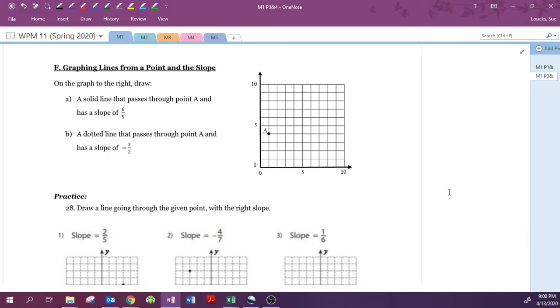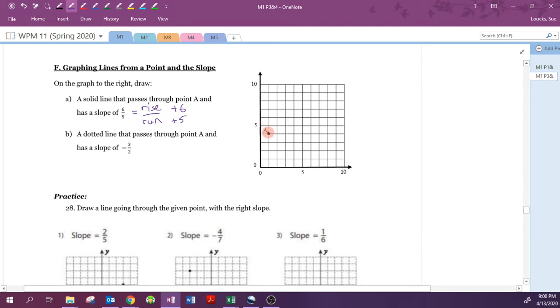All right, we are now on page 26 and we're going to graph lines given the point and the slope. So on the graph to the right, we're going to draw a solid line that passes through point A and has a slope of 6/5. So we're going to start at point A and remember the slope is rise over run. So our rise is +6 and our run is +5.